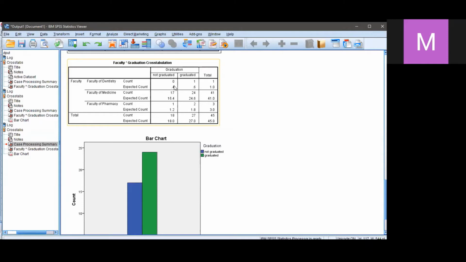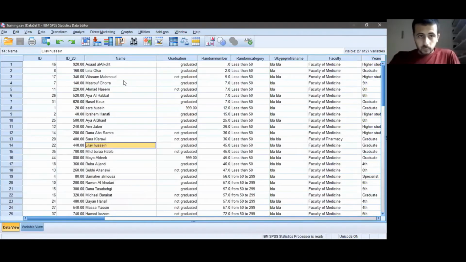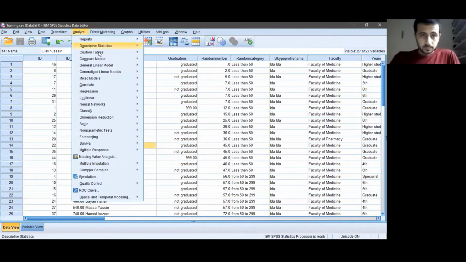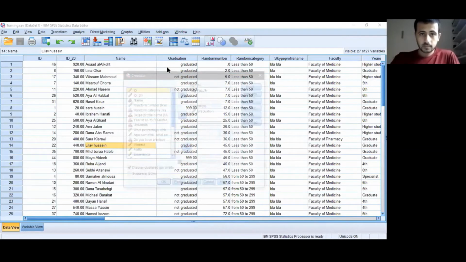The expected ones are built on the assumption of the null hypothesis: there is no effect on graduation by the faculty. Okay? So, what else can we do with this table? Descriptive, crosstabs.